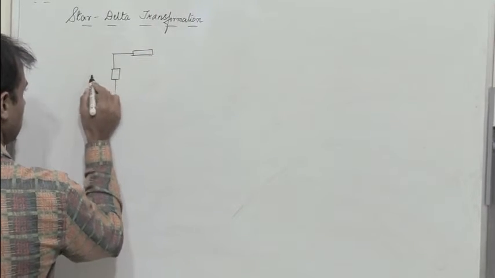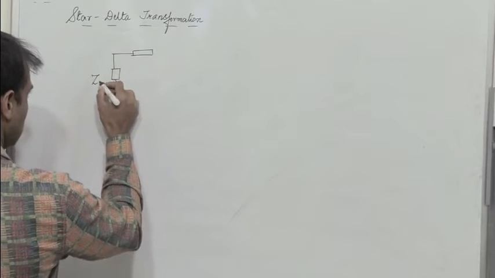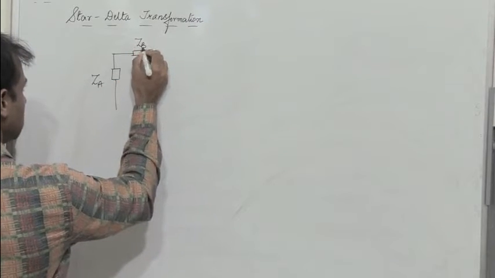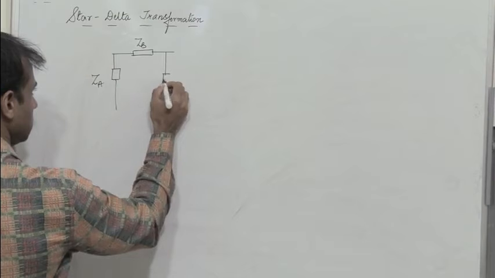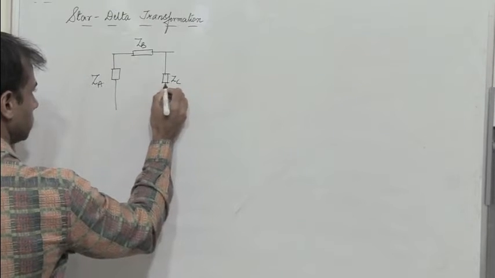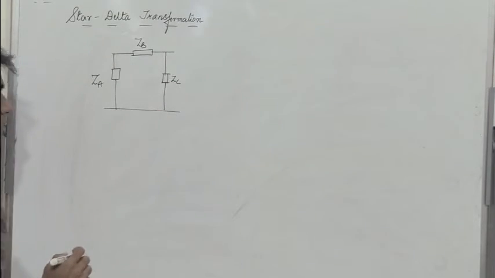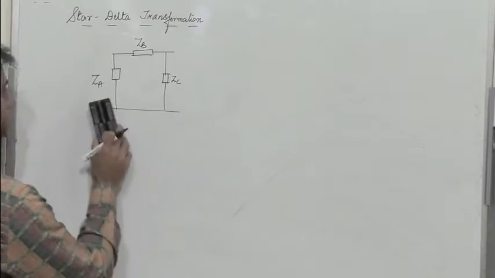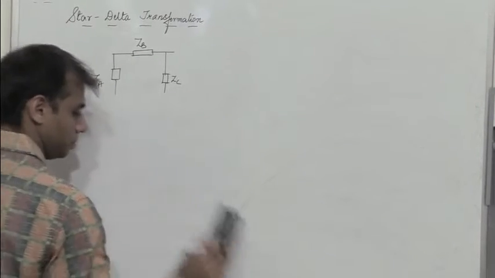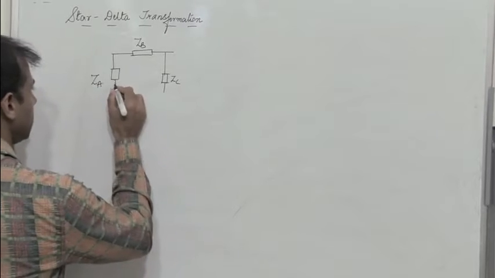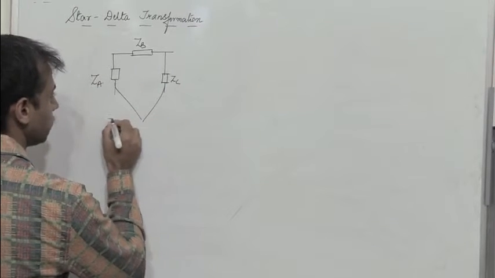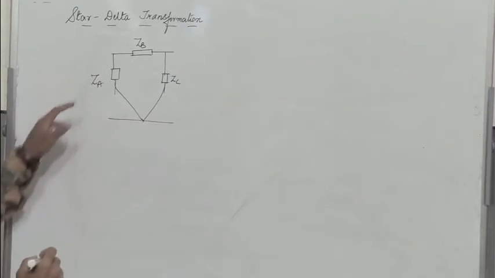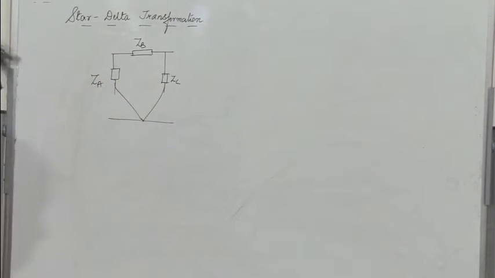So I have impedance ZA, ZB and ZC. So this forms a delta network. So essentially here these two are connected at a common point. So we find that we can represent them like this. So this forms a delta network, impedances ZA, ZB and ZC.